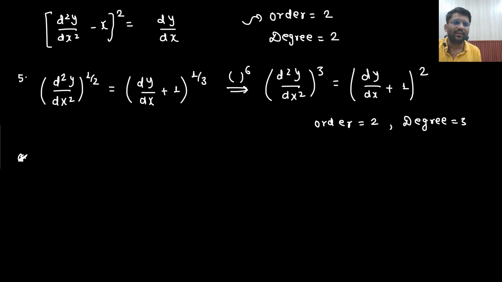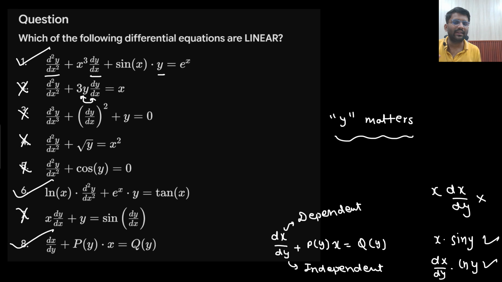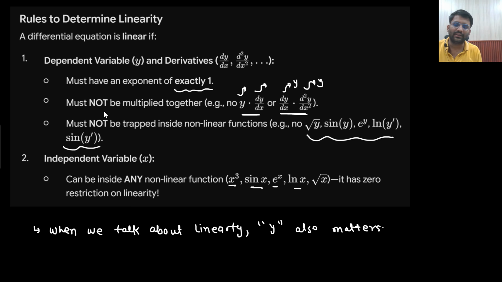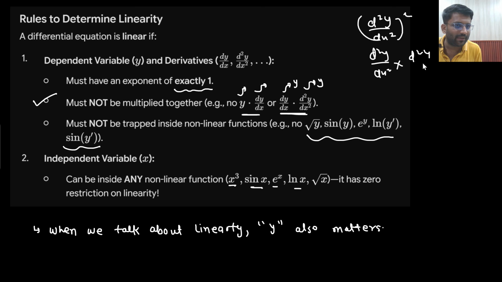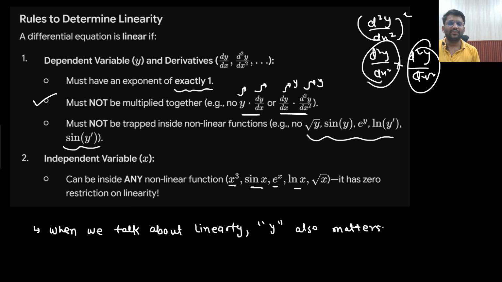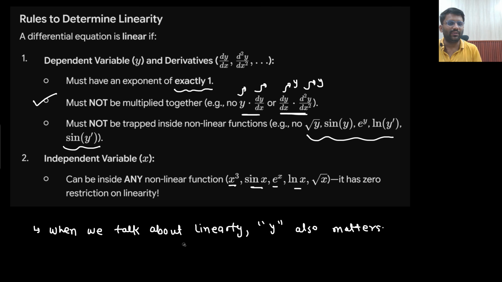What about linearity? Linearity will say one thing only: my y, dy/dx, d2y/dx2 will come alone. They should not be multiplied with a function of y. This is the first point. Their power should be 1, like they are coming alone. If the power is 2, say d2y/dx2 power 2, that means d2y/dx2 is multiplied with d2y/dx2, so a function of y is being multiplied with a function of y. That is not possible. So the second point and first point are the same: maximum power should be 1, or they should not be multiplied together. Both are the same thing.